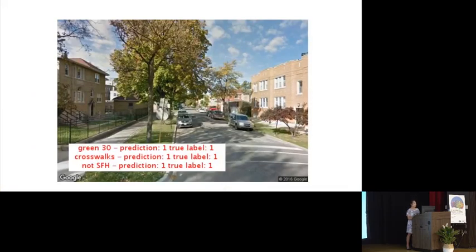We have 3 indicators. Green 30 means that 30% of the image is green, composed of trees or grass, so this is tapping into the greenness of an environment. Then whether there's a crosswalk or not. So there you see a crosswalk. And then whether it's a single-family housing community. If there is a building that's not a single-family home, that would be a 1. So all these are dichotomous.